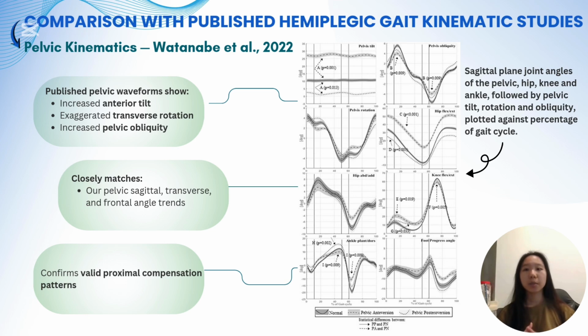Now, let's look at the comparison of our findings with published hemiplegic gait kinematic studies. First is from Watanabe and his colleagues. They analyzed the pelvic and lower limb kinematics across a gait cycle. Their results show increased anterior pelvic tilt, exaggerated transverse rotations, and greater pelvic obliquity in pathological gait patterns. These findings closely match our sagittal, transverse, and frontal pelvic angle variation, confirming that the pelvic compensations observed in our hemiplegic gait are consistent with published clinical kinematic profiles.